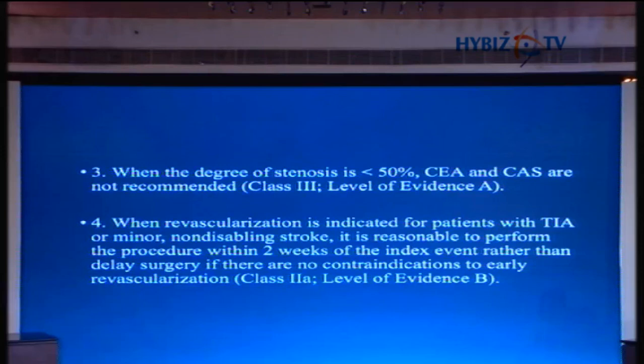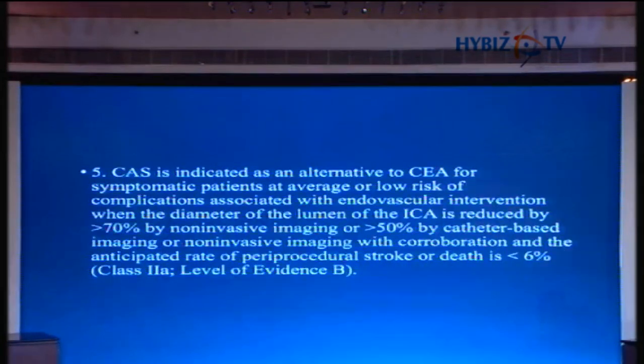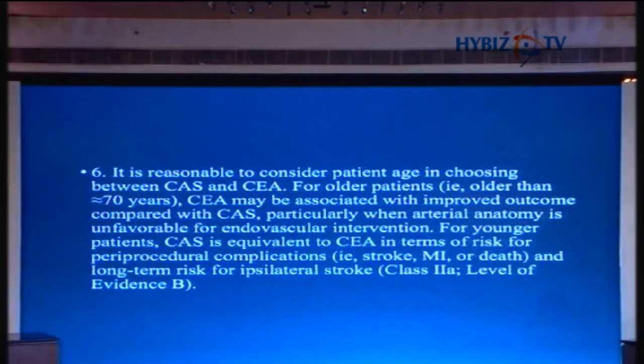In patients with minor stroke or TIA, it is better to perform the procedure within 2 weeks of the index event rather than delay the surgery. And stenting is indicated as an alternative to endarterectomy with average or low risk of complications. The class of evidence is 2A and level of evidence is B. It is reasonable to consider the patient's age in choosing between these two procedures.